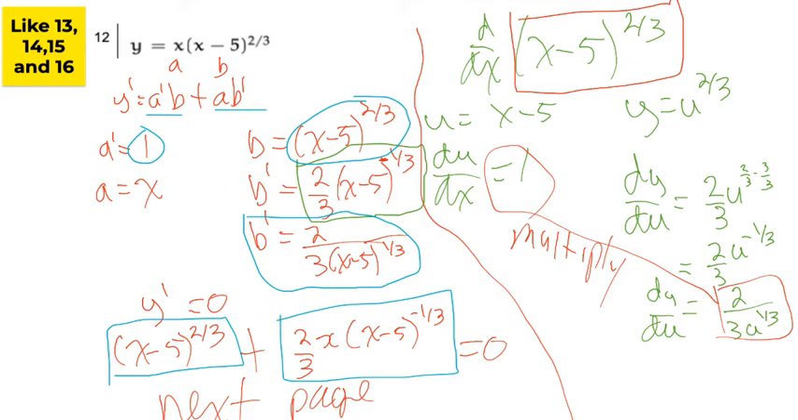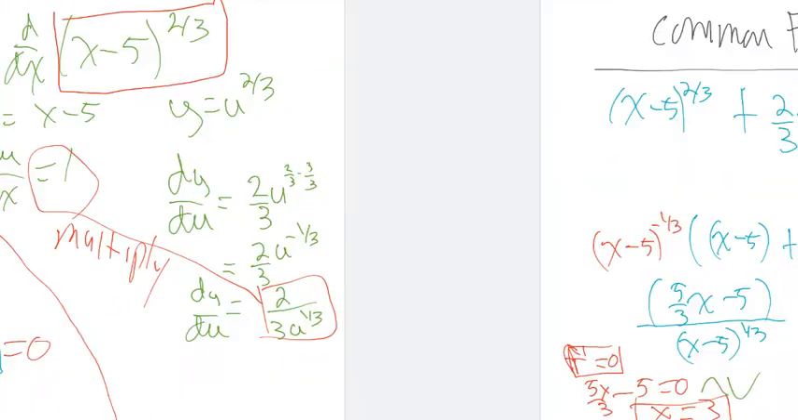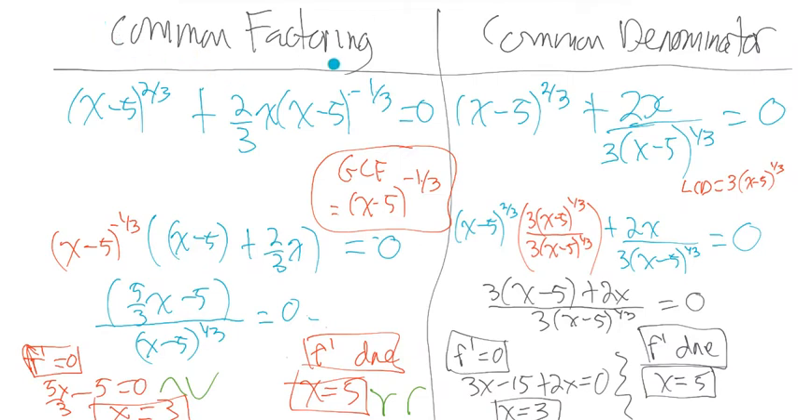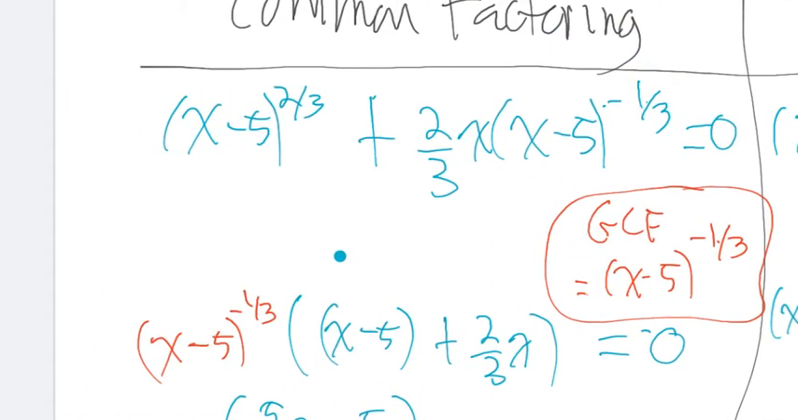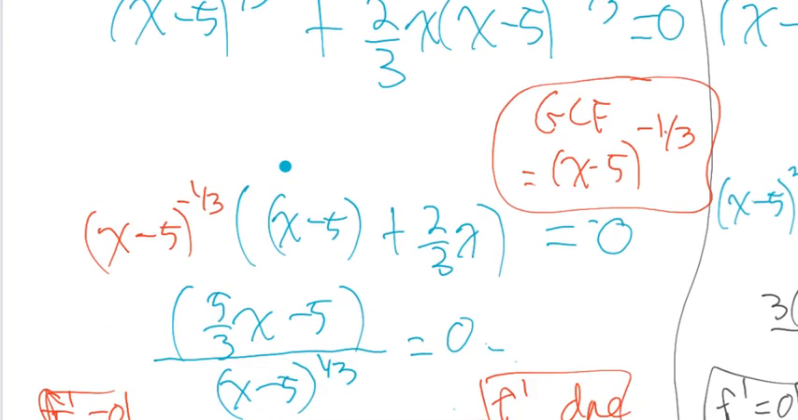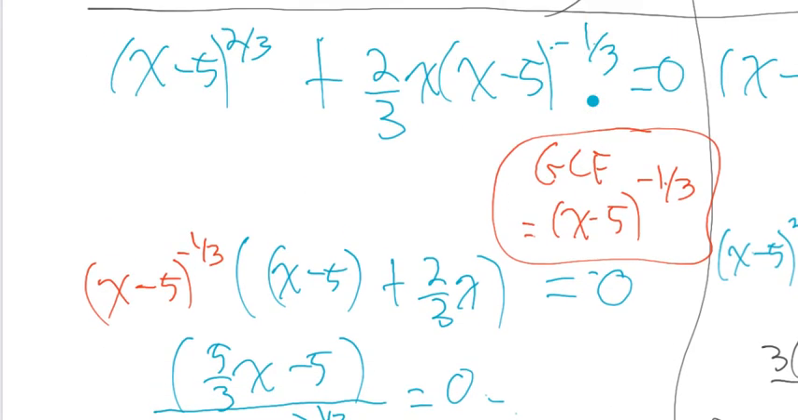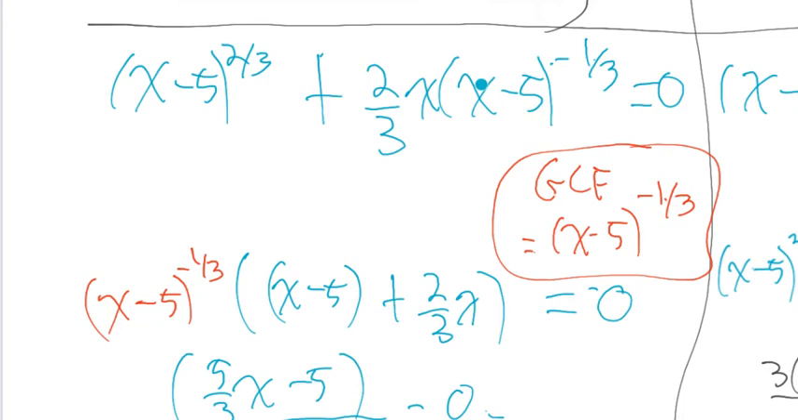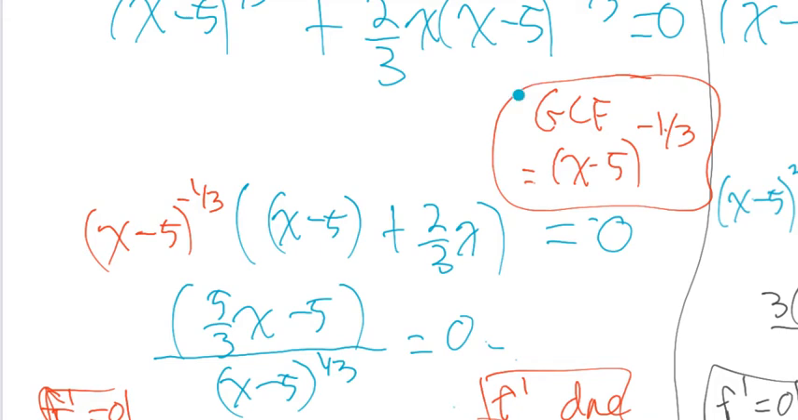Let's take a look at the next part. Once again, we're going to solve by common factoring, but we're also going to solve with a common denominator. I'll zoom in on this a bit so we can see. That's just the original line from the previous page. Now we recognize that our common denominator has to have the same base. There's a base of x minus 5, there's a base of x minus 5, and then it's the least exponent. Negative 1/3 is the least exponent. So there's our greatest common factor.